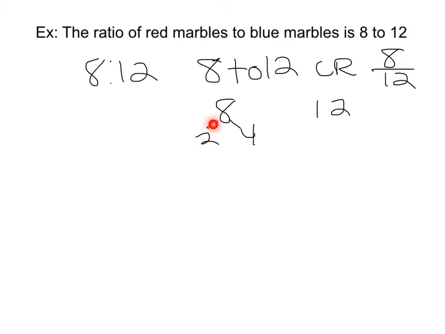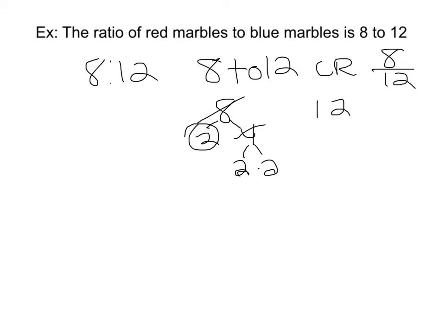Now my 2 is prime. I can't factor that any further. So I'm going to go ahead and circle that as a prime number. But my 4 is not prime. 4 is still divisible by another number other than 1. I can break my 4 down as 2 times 2. So the prime factors of 8 are 2, 2, and 2.